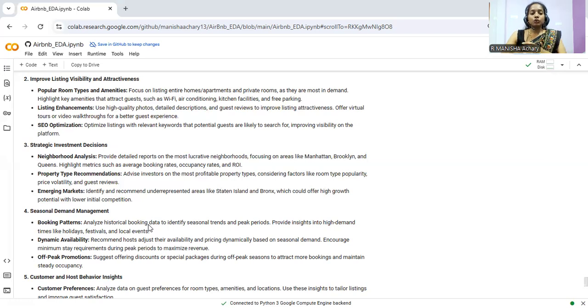Fourth is seasonal demand management. Analyze historical booking data to identify seasonal trends and peak periods. Encourage minimum stay requirements during peak periods to maximize revenue. Suggest offering discounts or special packages during off-peak seasons to attract more bookings and maintain steady occupancy.